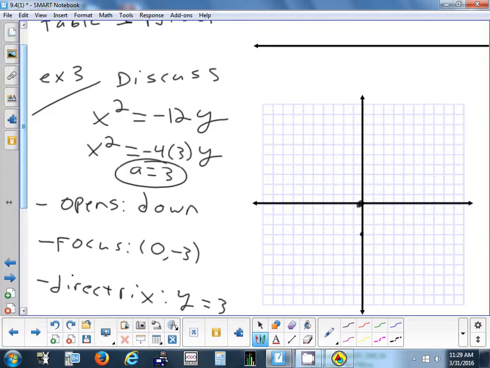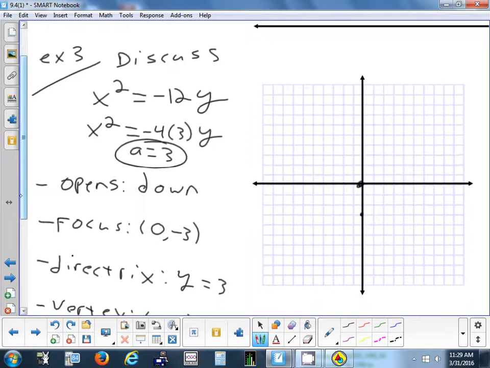Actually, the parabola would be undefined at 3, because it doesn't open up. Yeah, I realized. Negative 3. Okay, if you plug in negative 3, what's negative 12 times negative 3? And what's the square root of 36? 6 and negative 6. So if y is negative 3, x is 6 and negative 6. Okay, so if we go down 3, we go right 6 and left 6. There's our parabola.